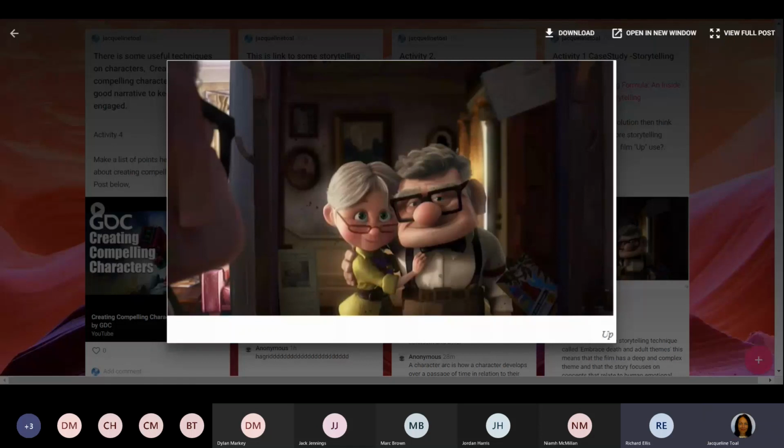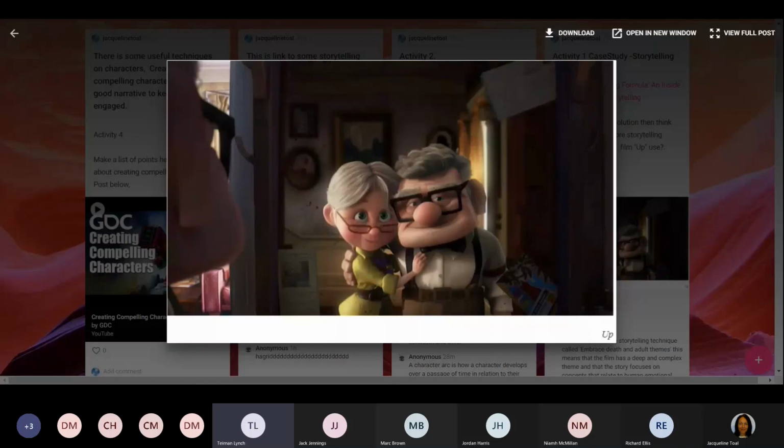Okay, no, that's good. Yeah. And then Tiernan, lastly. Yeah. Embrace death and adult themes is a storytelling technique used within the movie Up. In the beginning, the viewers are shown the main character, Carl Fredricksen, and his wife, Ellie Fredricksen. We see that they enjoy spending time together and love one another very much. However, Ellie has passed away, and now Carl is left on his own.